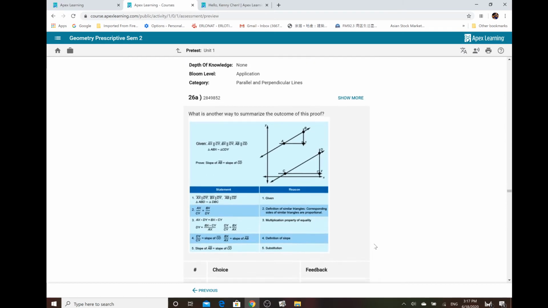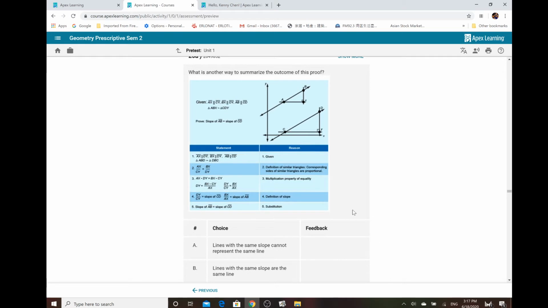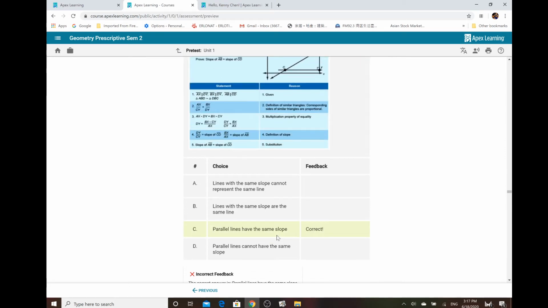Okay, so 26, it's a proof. Let's see what we need to define here. So the proof is given already. And what's another way to summarize the outcome of this proof? Let's see what this person tried to prove. Oh, you want to show the exact same slope. Again, if the slopes of the lines are exactly the same, that means the lines must be parallel. So this one is answer C. So parallel lines have the exact same slope.